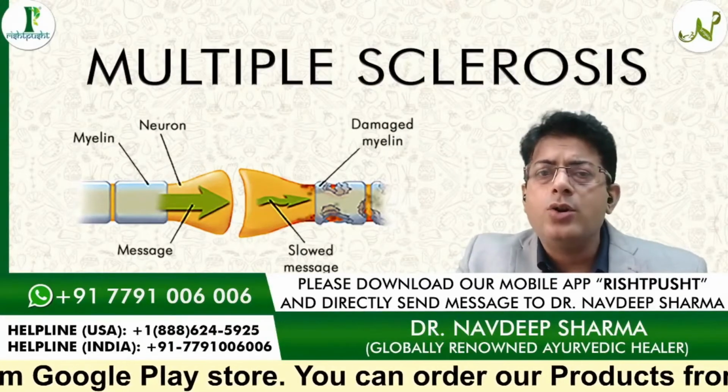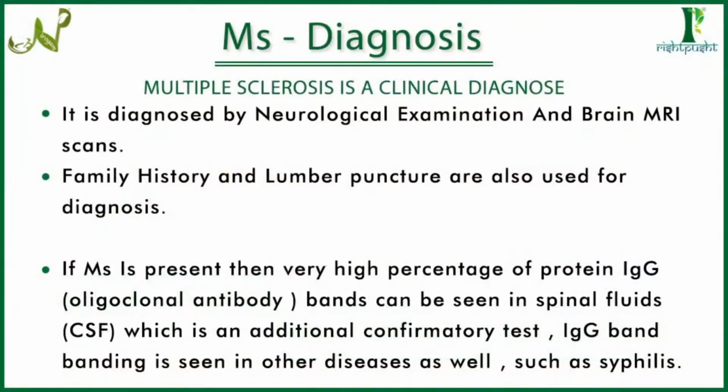And how is the diagnosis made? Diagnosis is very important here, and when a person is evaluated for multiple sclerosis, it can be diagnosed by neurological examination and brain MRI scans. Then family history is also taken into account, and a lumbar puncture is done.